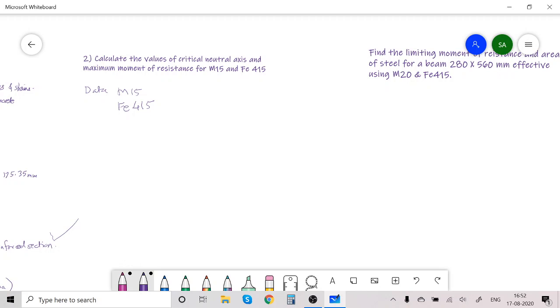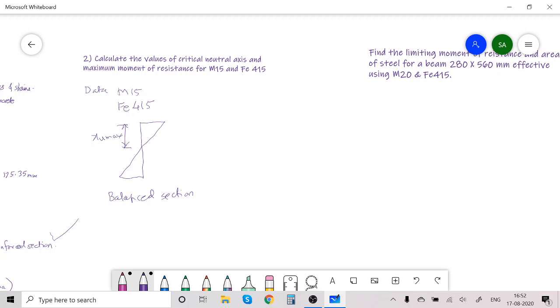Now, here I will consider the strain diagram as usual. It is asked critical neutral axis, so it must be a critical section or a balanced section. Critical section is also known as balanced section. It is also known as economical section, and for this it is XU max.